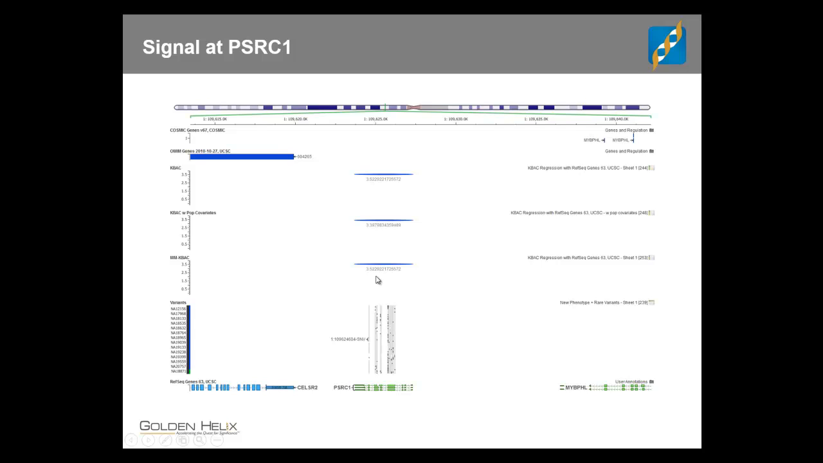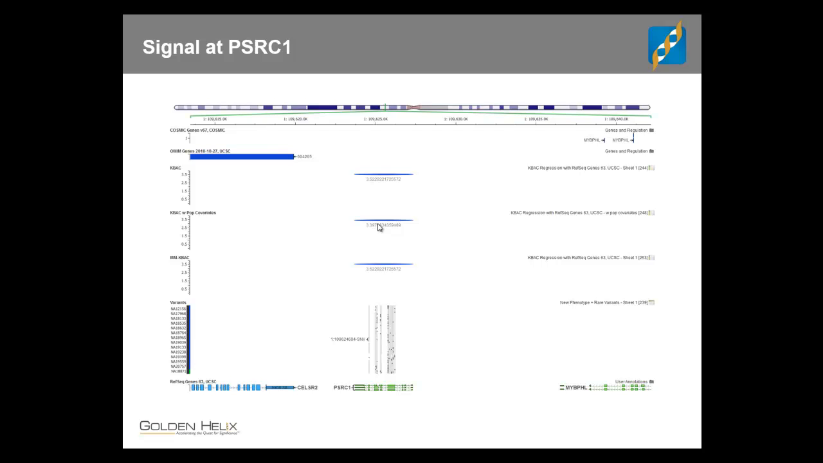And we can also see that all these values are roughly the same, but KBAC and MM-KBAC are the same compared to KBAC with population covariates, which is a little bit smaller value. So this gene could warrant further examination if this was a real phenotype. Again, it's not in known databases, so it might not be that interesting.